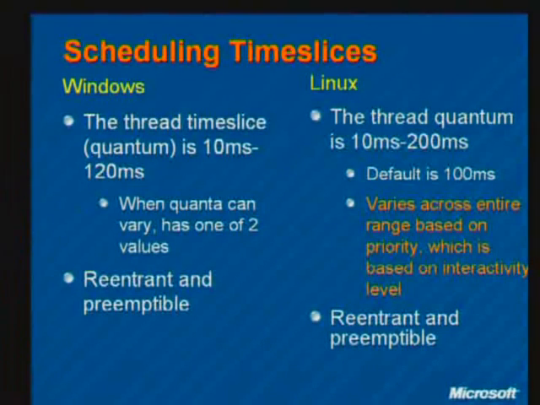So again, if you look at the two, Windows is a kind of rigid system with just a few options, and Linux is a lot more fluid, trying to take into account how threads are using the CPU.